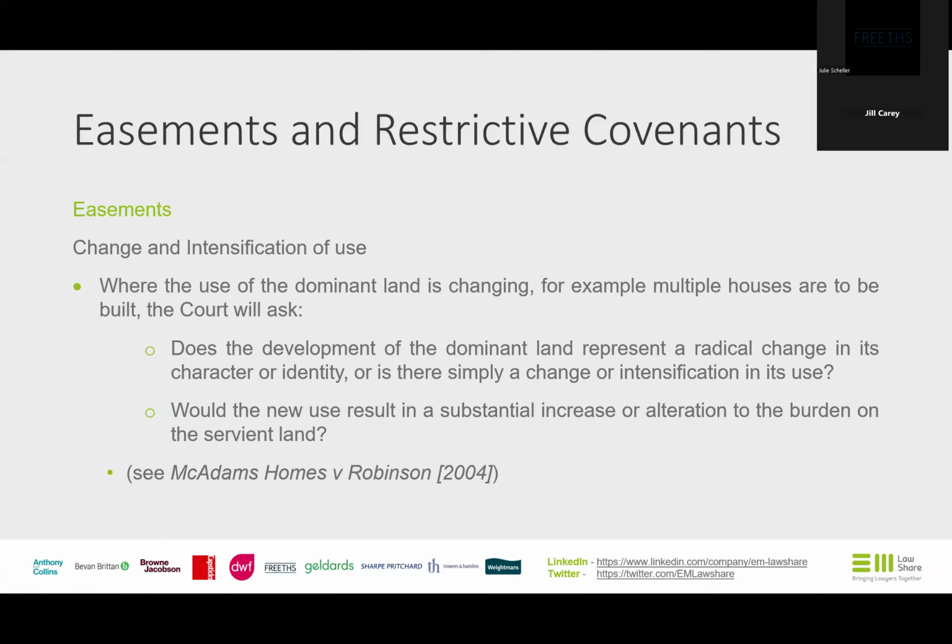And in the McAdams Homes case there, a property was changing from a bakery to two residential houses, and the question was whether that would extend the use of the drainage so much that the easement to drain would no longer apply. And in that case, the court did say that it would be too much strain and therefore the easement was suspended. So you need to look at what's actually happening, whether the use is changing and whether the use of the actual easement itself is changing.